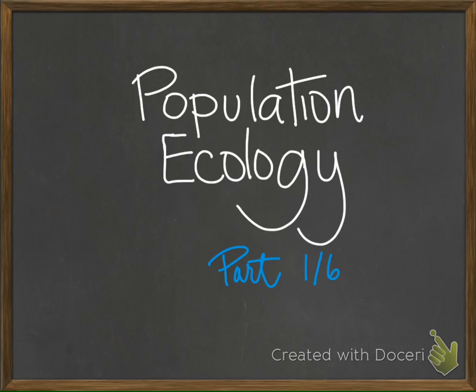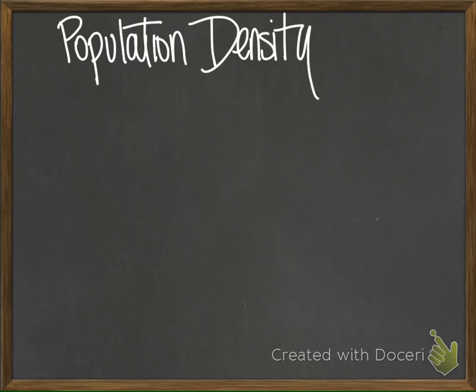Population ecology. Remember, a population is a group of individuals of the same species in the same place at the same time. When we talk about population density, that's just the number of individuals per volume. This could be number of trees per kilometer. It could be number of bacterial cells per milliliter.